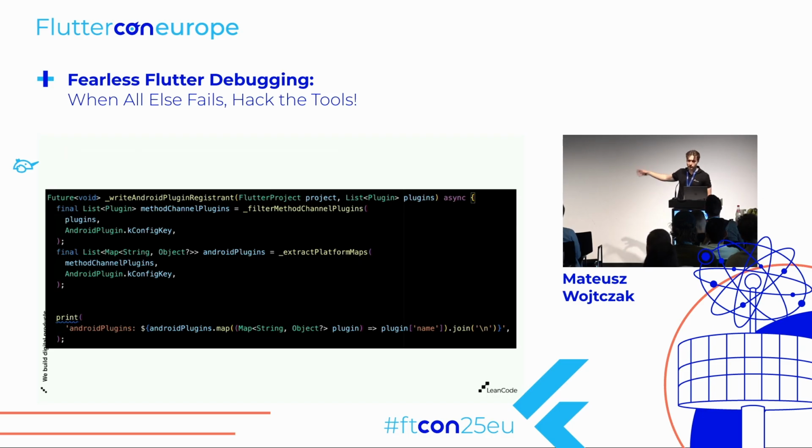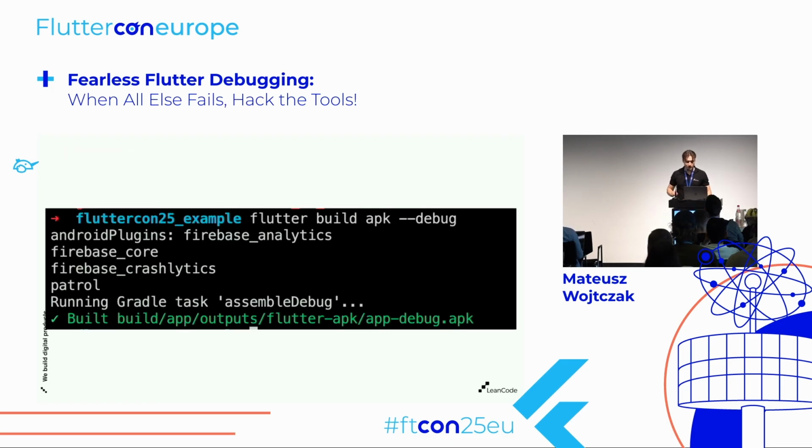So we printed all the Android plugins, and when we printed all the Android plugins and used that within debug, as you can see in here, this is the same app. We could do that in a minute. So Firebase, Firebase, Firebase, and Patrol. Everything seems to be good, and it also worked with debug.